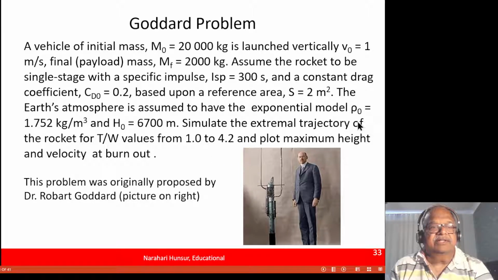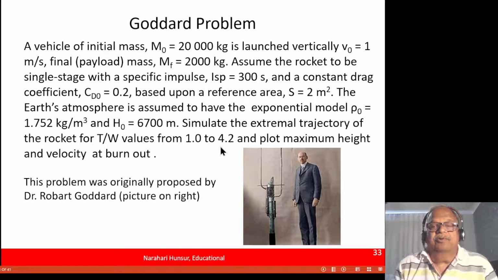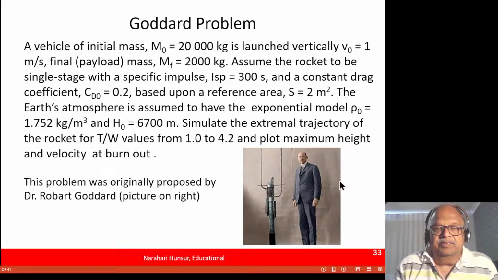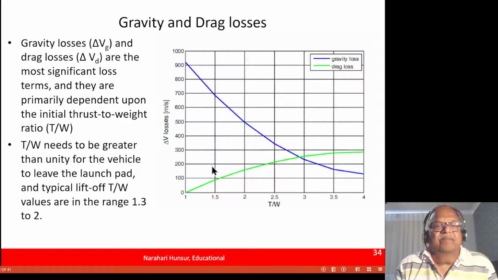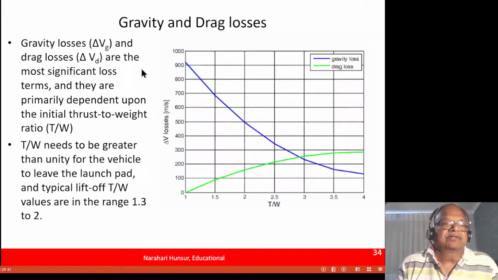Simulate the ascent trajectory of the rocket for thrust to weight values from 1.0 to 4.2. I'm just assuming if it is 1, of course it doesn't make sense, so I'll start at 1.2 and go up to 4.2 and plot the maximum height and velocity at burnout. Of course, this problem was originally proposed by Dr. Goddard, whose picture you can see on the right. Okay, now we talked about gravity and drag losses. So let's see how it works out.